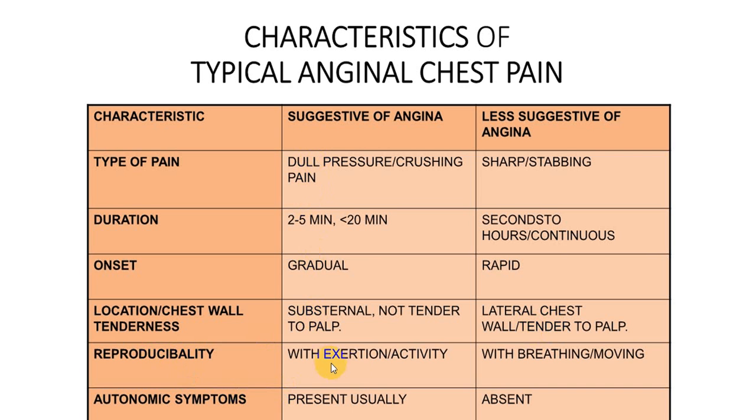This is aggravated on exertion or an activity, while this will be more with movement of the chest wall, breathing, cough, etc. Autonomic symptoms are usually present in the form of tachycardia, profuse perspiration, nausea, vomiting, etc. While in usually non-cardiac, there are no symptoms like nausea, vomiting, profuse perspiration, etc.